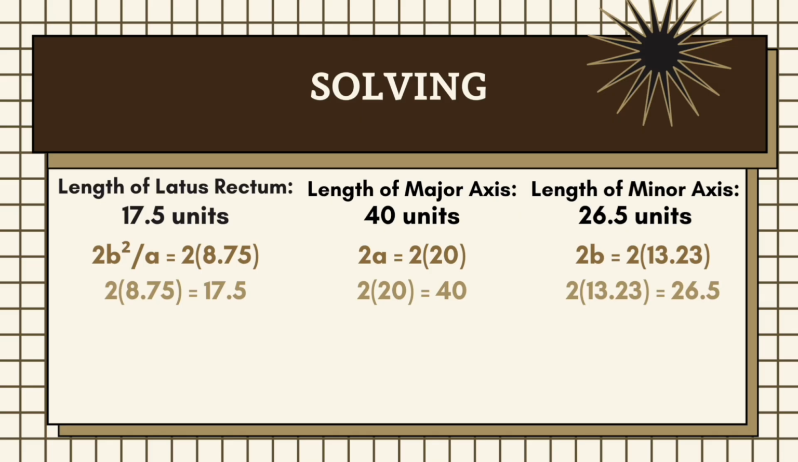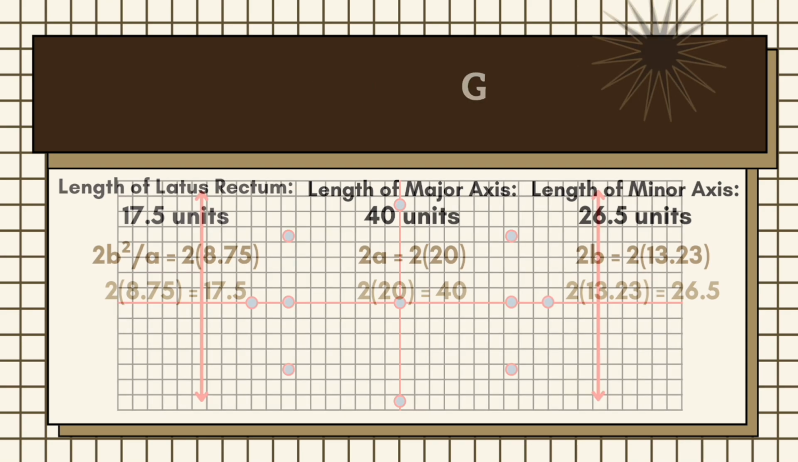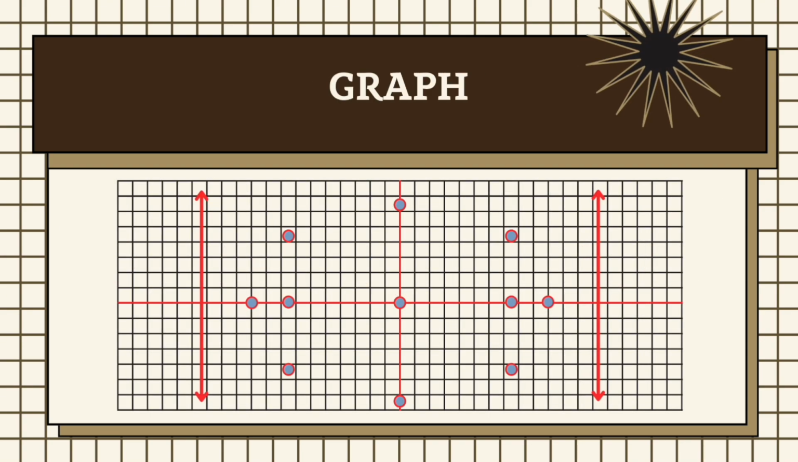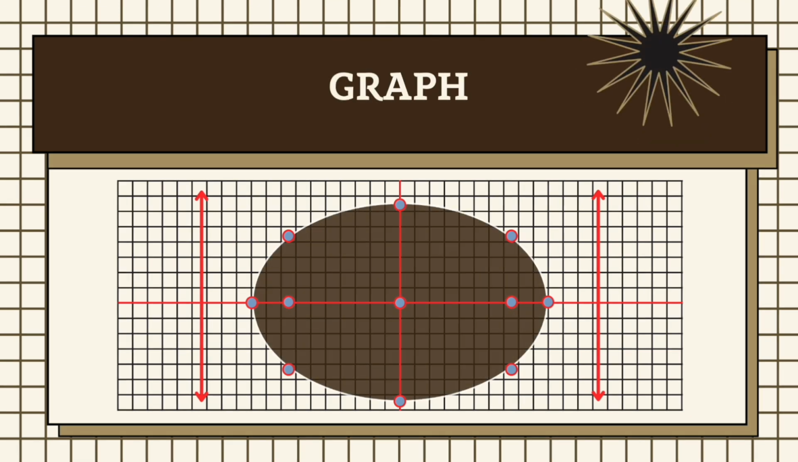Just take the value of b squared over a we got earlier, which is 8.75, and multiply it by 2. You'll get 17.5. We can get the length of the major axis basically by multiplying a by 2, which is 40. The length of the minor axis is solved similarly, but multiply 2 by the value of b, which gives us 26.5. Finally, this is what the points and lines look like when plotted in a graph. And this is what our elliptical Whispering Gallery's floor plan looks like from above.